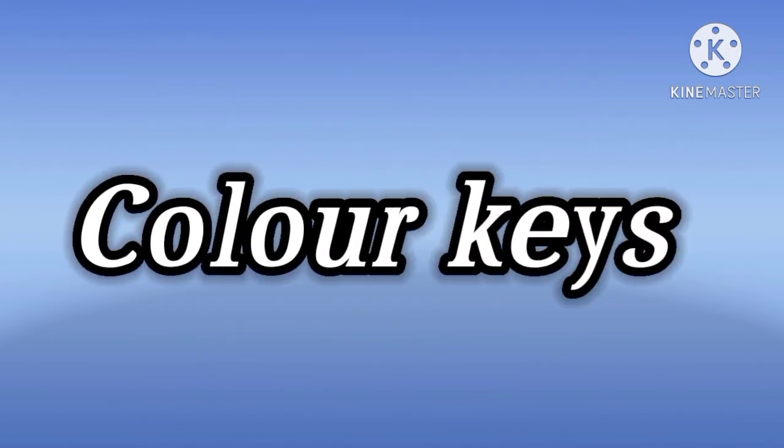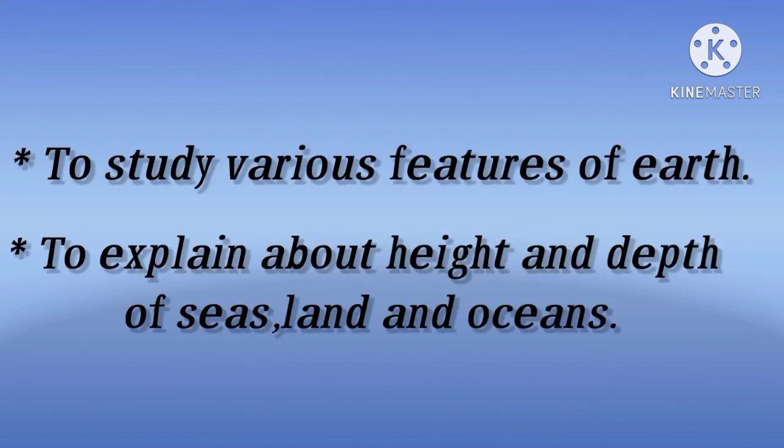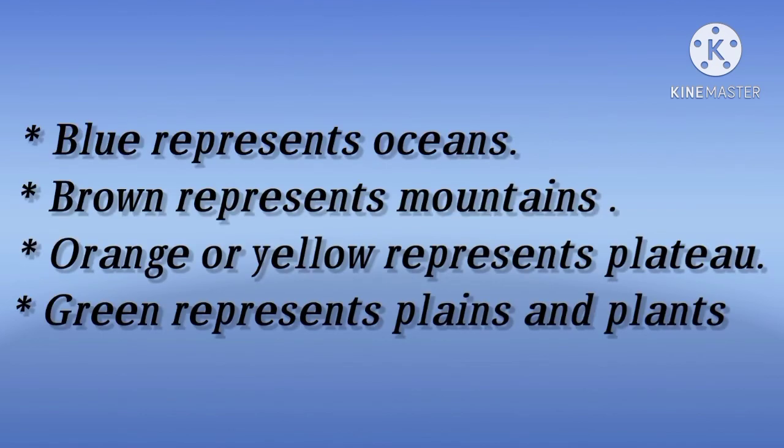Now let us see what are color keys. It helps us to study various features of Earth, to explain about height and depth of seas, land and oceans. There are different kinds of colors to represent different things. Blue represents ocean, brown represents mountain, orange or yellow represents glacier, green represents plains and plants.